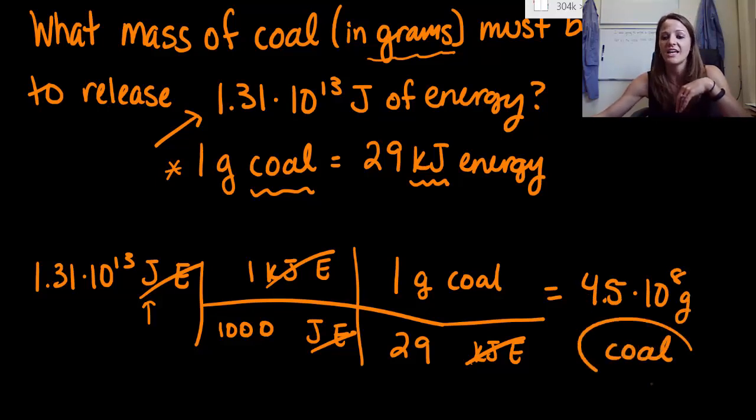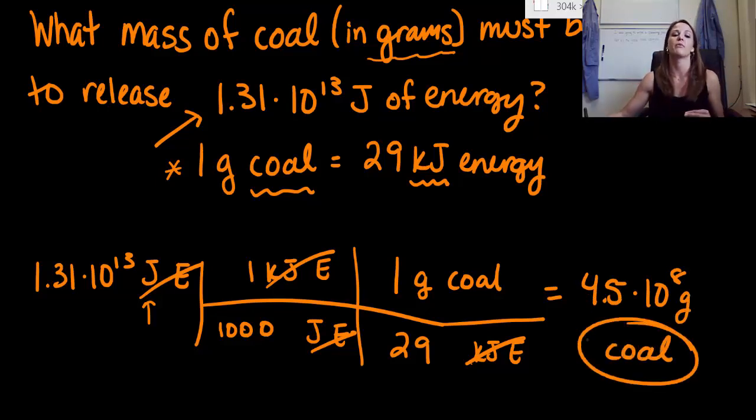That is a lot of coal has to be burned in order to release a lot of energy. And so this is how much coal is typically burned per day in an average U.S. power plant.